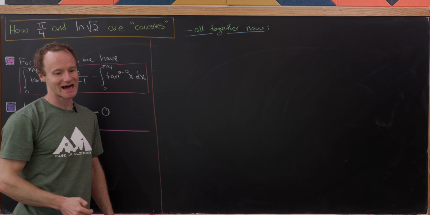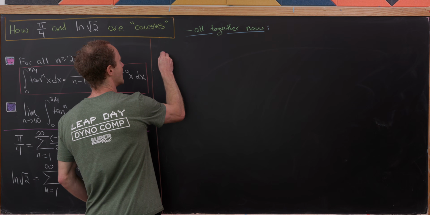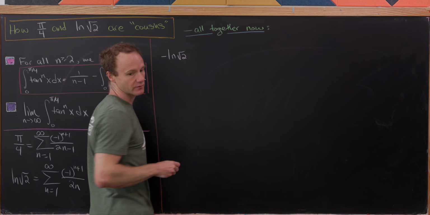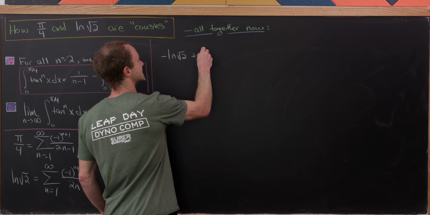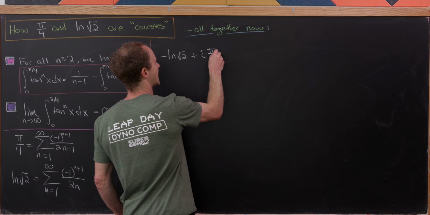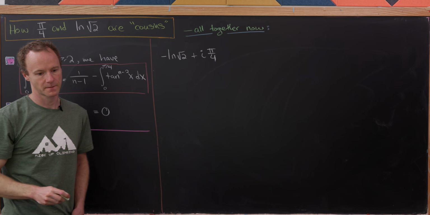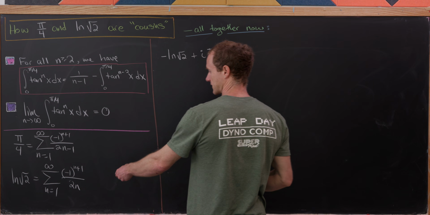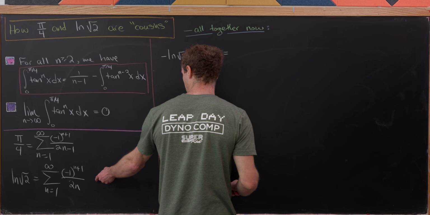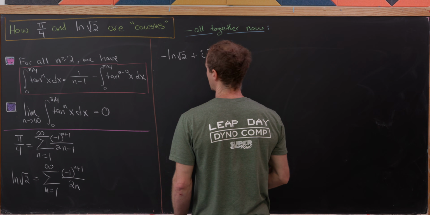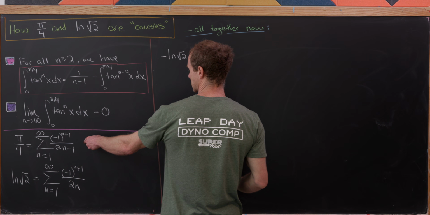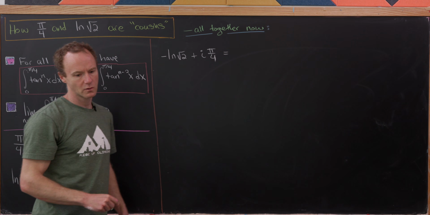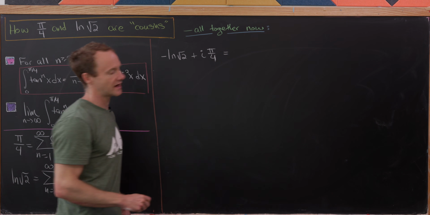Okay, so now we're going to tie everything together. So I'm going to strangely look at the object minus natural log of the square root of 2 plus i times pi over 4. So what'll that be? Well, I'm going to write this natural log of the square root of 2 using this formula down here. And then I'm going to write pi over 4 using this formula right here. So what will that end up looking like?